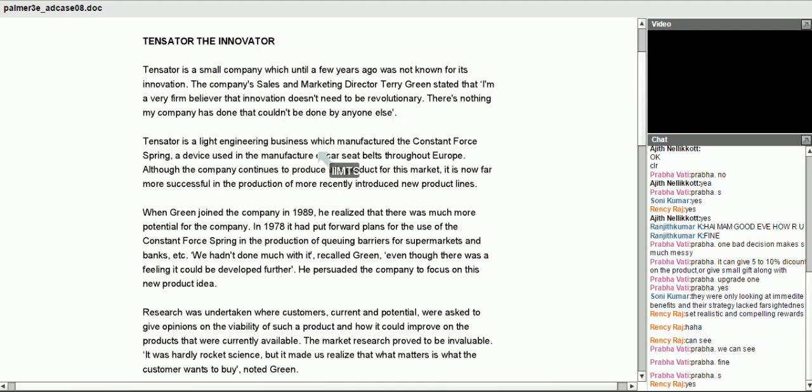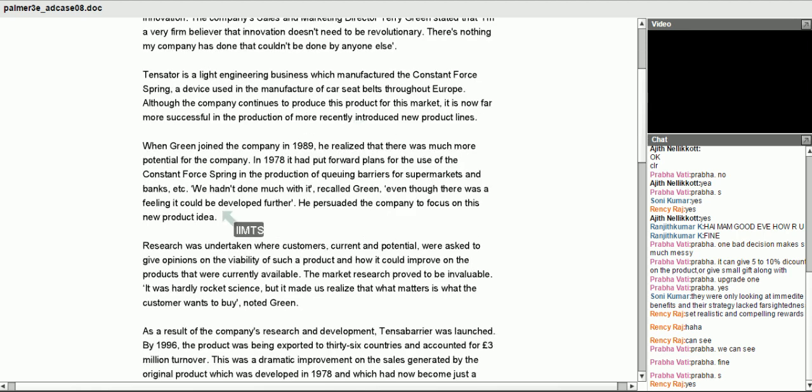So Tenzetter is a light engineering business which manufactured the constant force spring, a device used in the manufacture of car seat belts throughout Europe. Although the company continues to produce this product for the market, it is now far more successful in the production of more recently introduced new product lines. Okay, we can say it has diversified its operations. It is manufacturing similar products.